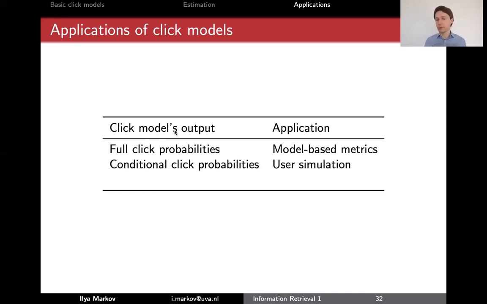Now, conditional click probabilities, the second probability that I showed you on the previous slide, can be used to simulate users or to simulate clicks. Basically, you go to the first position, you get the conditional click probability. Well, for the first position, it's not conditional, it's just probability of a click. At position 1, you get it from the model, you toss a coin with that probability, and if the coin shows head, you say, I simulate click.